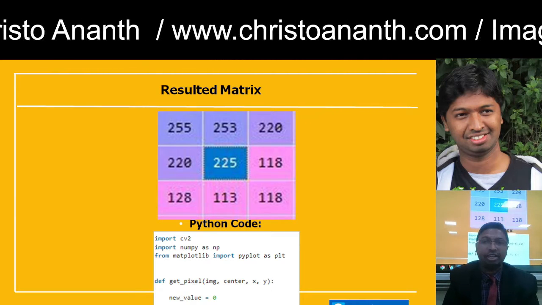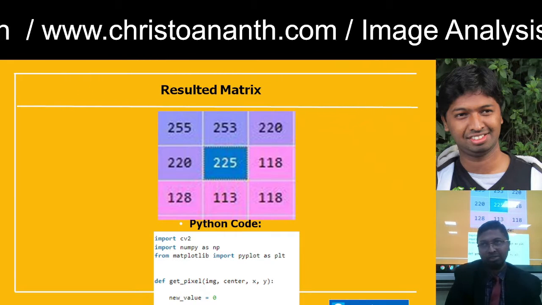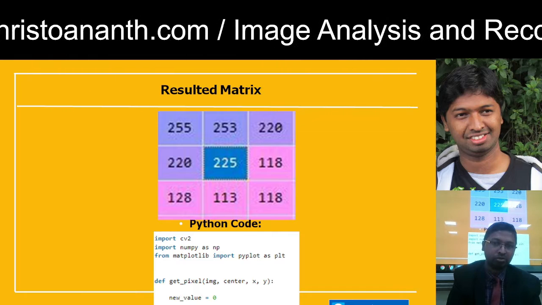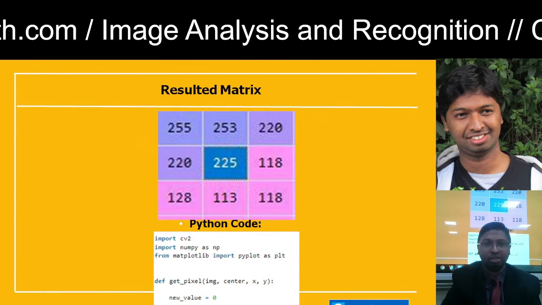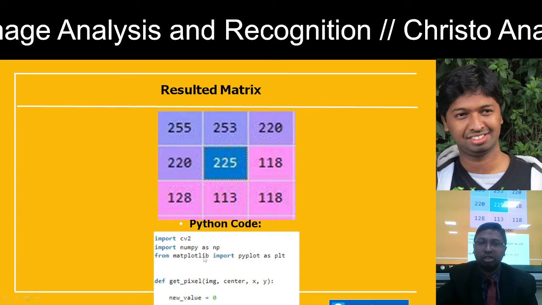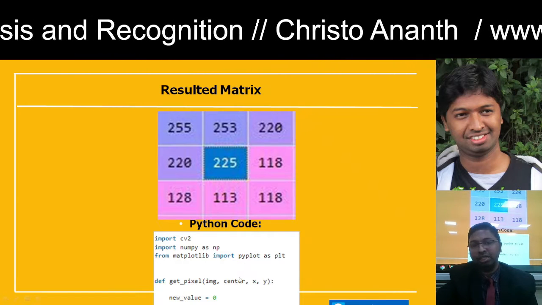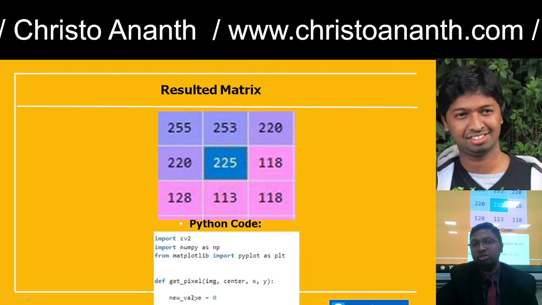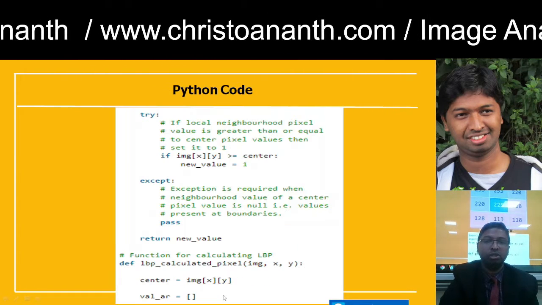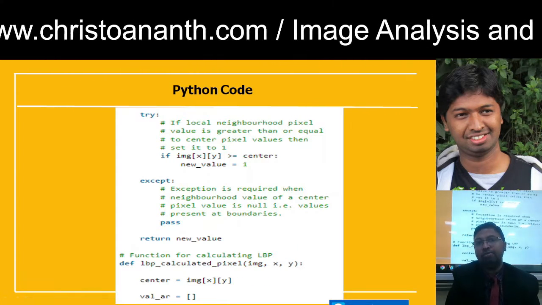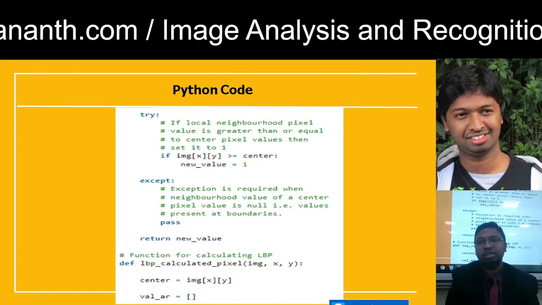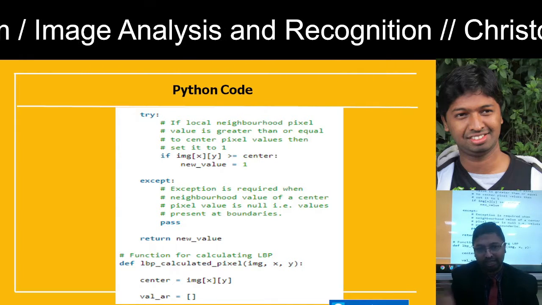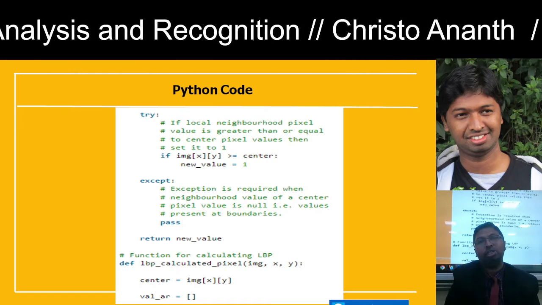Okay, right. So this is the Python code. Import cv2, import numpy as np. From matplotlib, import pyplot as plt. Define get_pixel(image, center, x, y). The new value equals 0. Try: if the image at x and y is greater than or equal to center, then the new value equals 1, except you go with pass, and you return the new value.